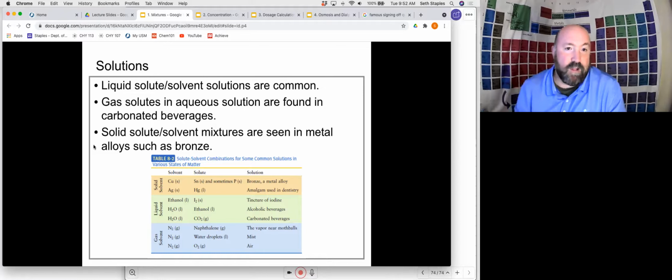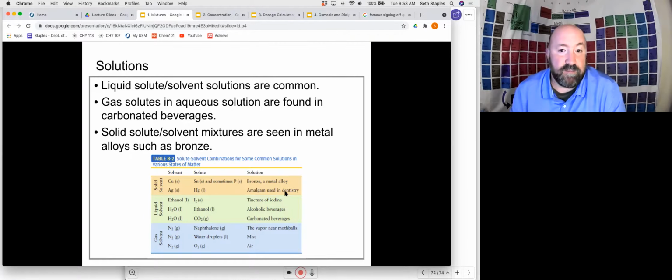We can also have solid solute solvent mixtures, such as metal alloys, bronze, for instance. We can see the example down here. Bronze is mostly copper, but with a little bit of tin mixed in and sometimes a little bit of phosphorus. And so that's what forms bronze. Silver, a silver solid with a little bit of liquid mercury mixed in, that's amalgam, which is used in dentistry.